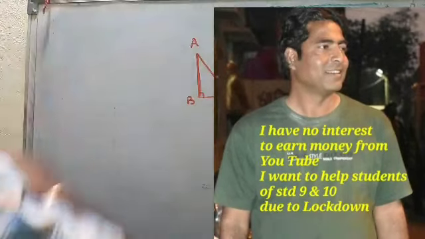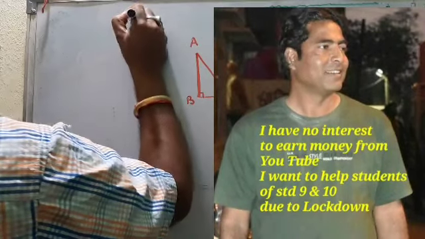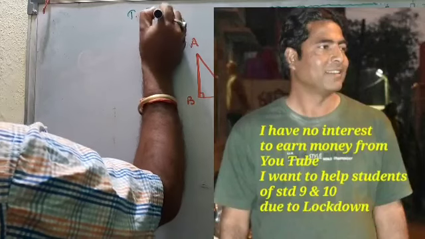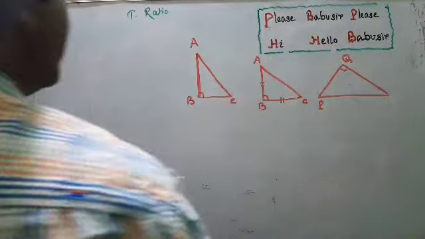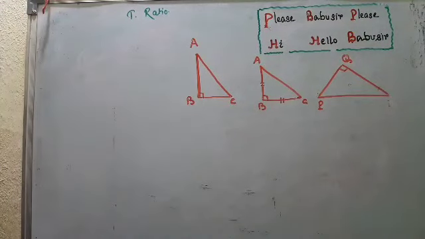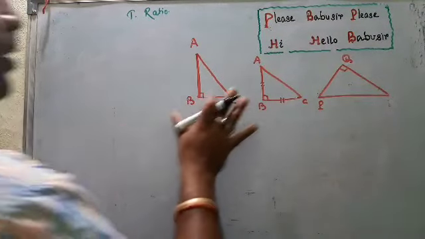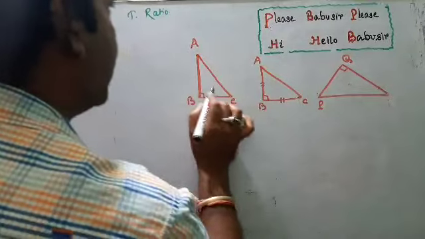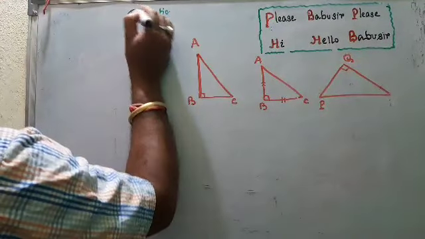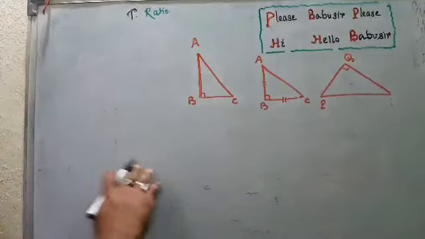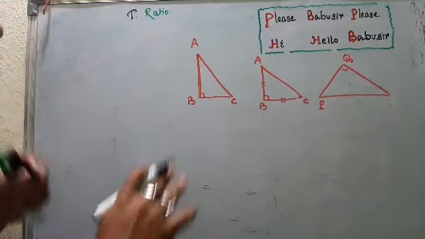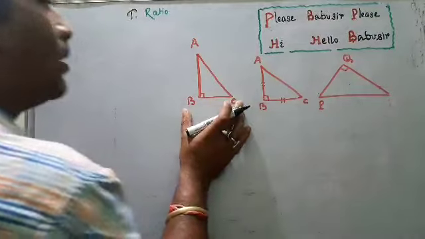Let's start today with trigonometry ratio. For trigonometry ratio, we are always taking a right angle triangle. So first, we are just starting with a right angle triangle concept.